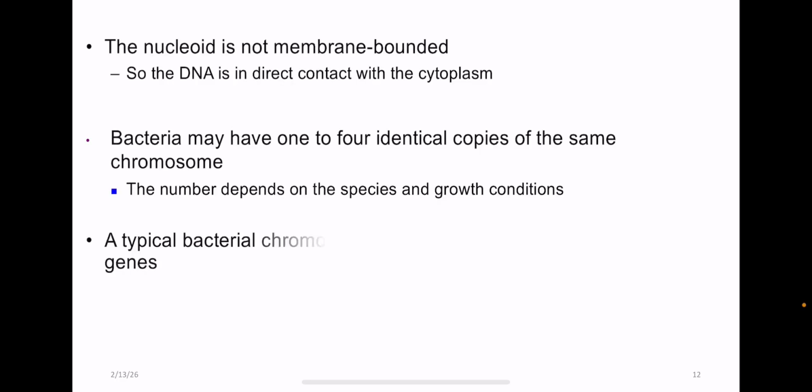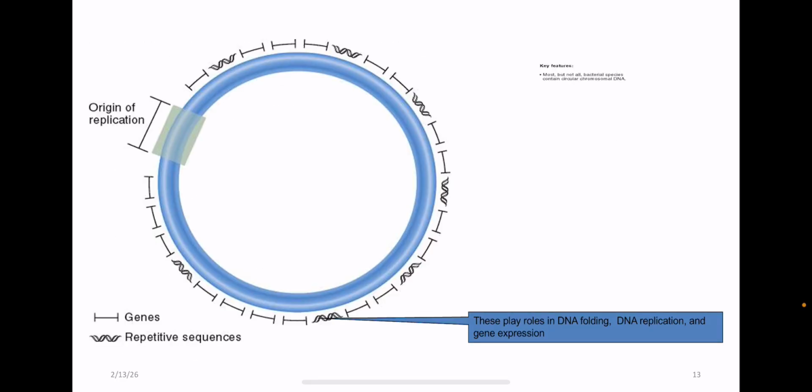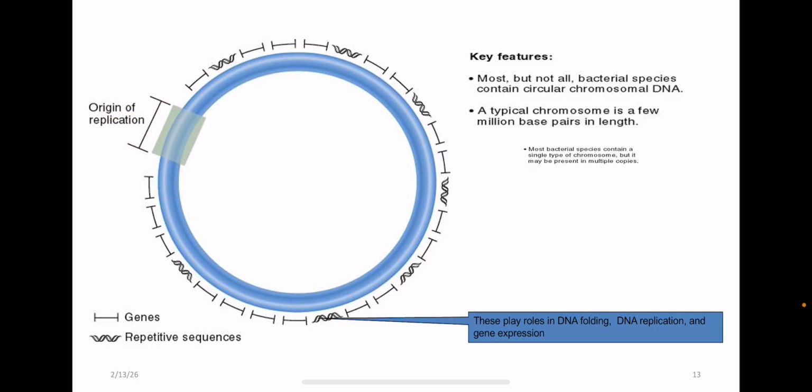So let's look at bacterial chromosomes. They're actually more specified. Most bacteria have circular chromosomes and not linear, and in bacteria they just have a single chromosome. On the chromosome they have only one origin of replication. In eukaryotes, you come to know we have multiple, but in bacteria they have only one origin of replication.